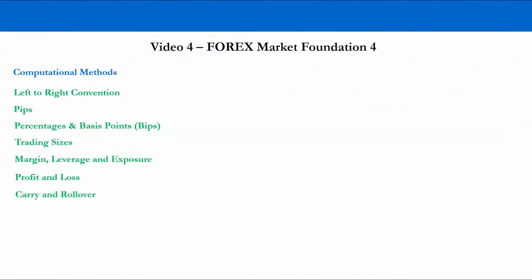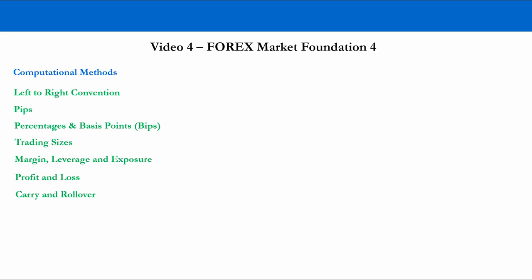Okay, so welcome back to the computer screen. What we're going to look at now is some basic computational methods in the Forex market. And we're doing this to continue to build out our foundation. And it's absolutely necessary that we understand all of these computational methods, because in the bigger picture, as traders, what we're trying to understand in any market is what the opportunities are and what the risk is.